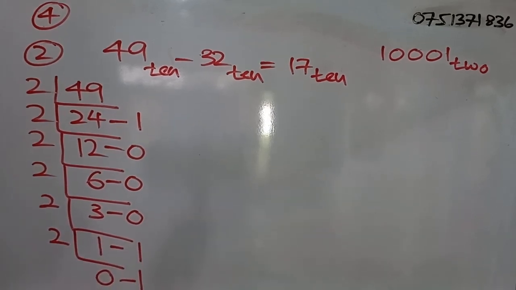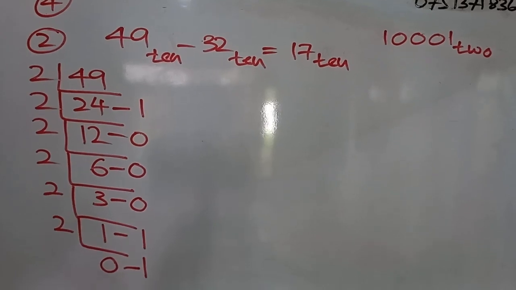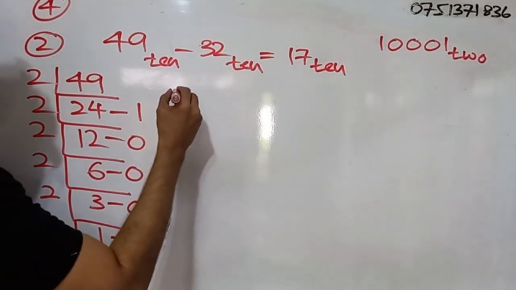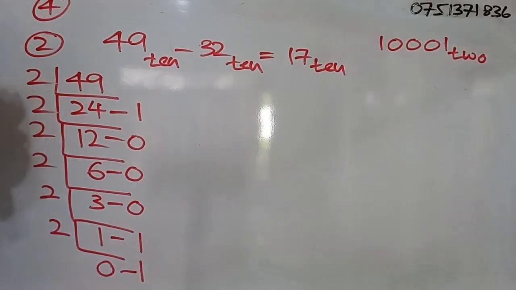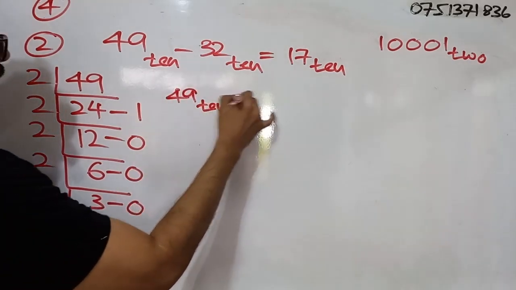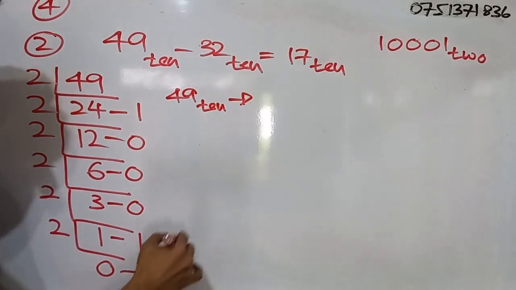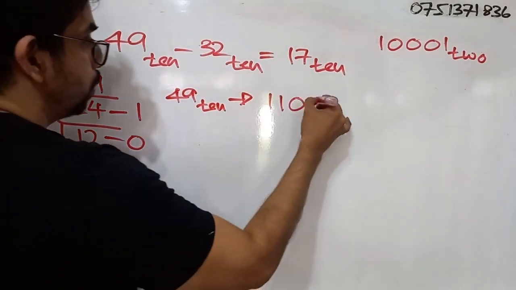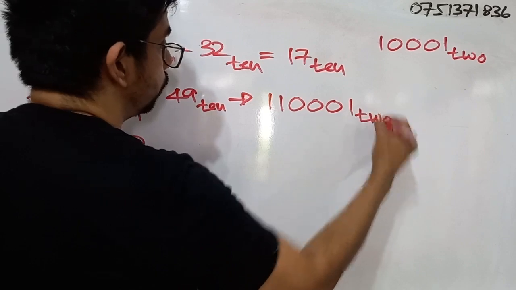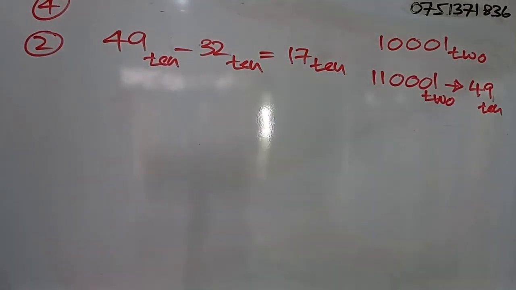I'll just bring down the camera a bit so you all can see it clearly. So when we convert 49, which is in base 10, to base 2, it will be 1 1 0 0 0 1, and the base is 2. Then we will take 32.